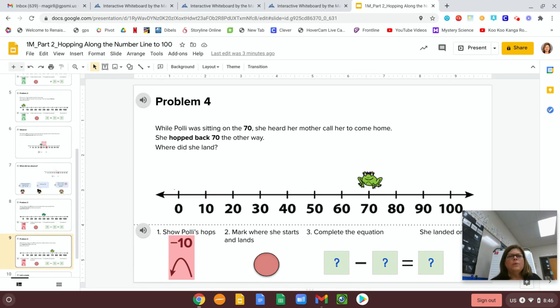While Polly was sitting on 70, she heard her mother call her to come home. She hopped back 70 the other way. 10, 20, 30, 40, 50, 60, 70. Oh my goodness, where did she land? All the way on 0. Yes, if you're on 70 and you take 70 away, you have nothing. You're on 0.